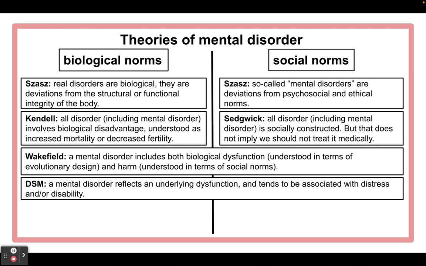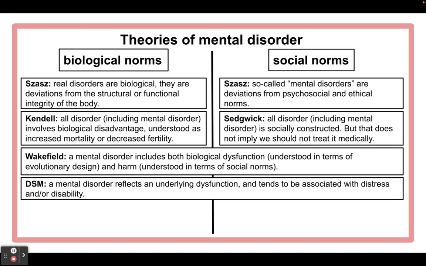The DSM definition of mental disorder is similar in that it talks about harm and dysfunction. It talks about an underlying dysfunction, and it says that mental disorders tend to be associated with distress or disability. But whether the DSM is actually a hybrid approach in this way, I think, is a point of dispute. Wakefield certainly thinks that it should be. Bolton disagrees and thinks that the DSM is more about social norms than anything. But for now, I'm just going to characterize the DSM definition as being a hybrid like Wakefield's. It involves both considerations of biological dysfunction and social norms about harm.